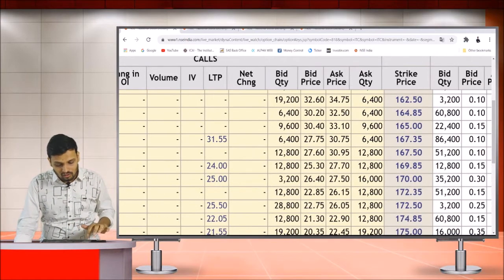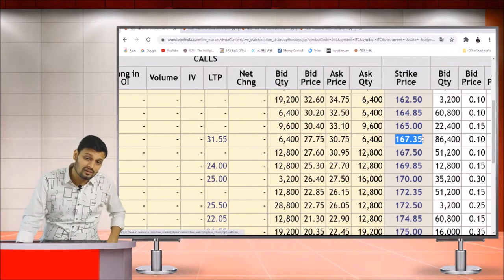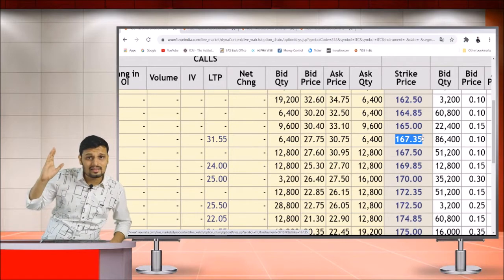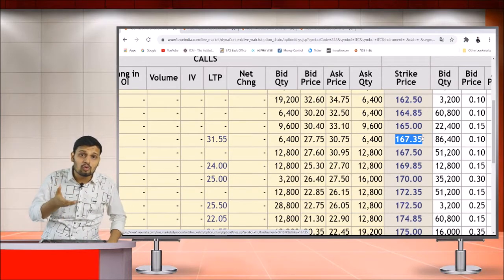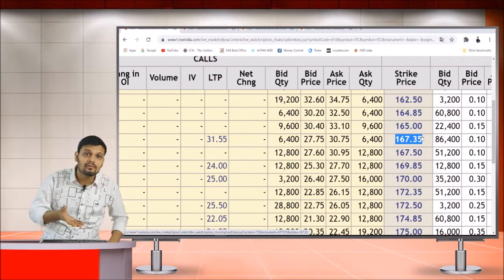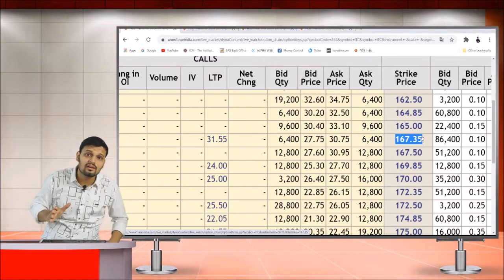Why? Because he has the right to buy at 167.35. Today the price is 196. Right? That is why he has paid a huge amount of premium, because he is already at an added advantage. No matter what the price is, he has a right to buy at 167.